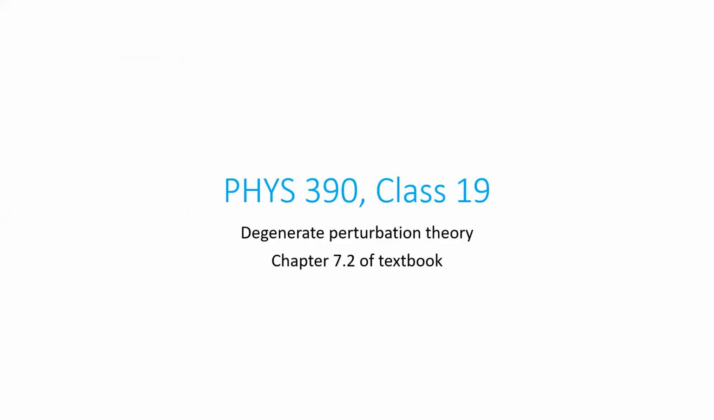This is Physics 390 class 19, and it's on degenerate perturbation theory. This comes from chapter 7.2 of our textbook. We're going to see what to do when we try to use perturbation theory, and we'll stick with two in general, two or more of our unperturbed states have the same energy, which gives us problems with the formulas which we found in non-degenerate perturbation theory. Okay, so let's check this out.